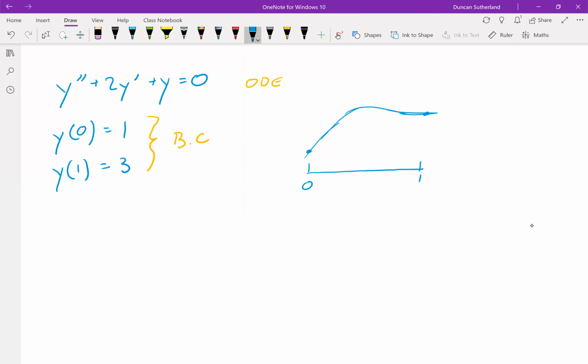Let's go through our normal solving process. We guess y equals e to the lambda t. We obtain our characteristic equation: lambda squared plus 2 lambda plus 1 equals 0. We solve the characteristic equation. We find that there are 2 repeated eigenvalues.